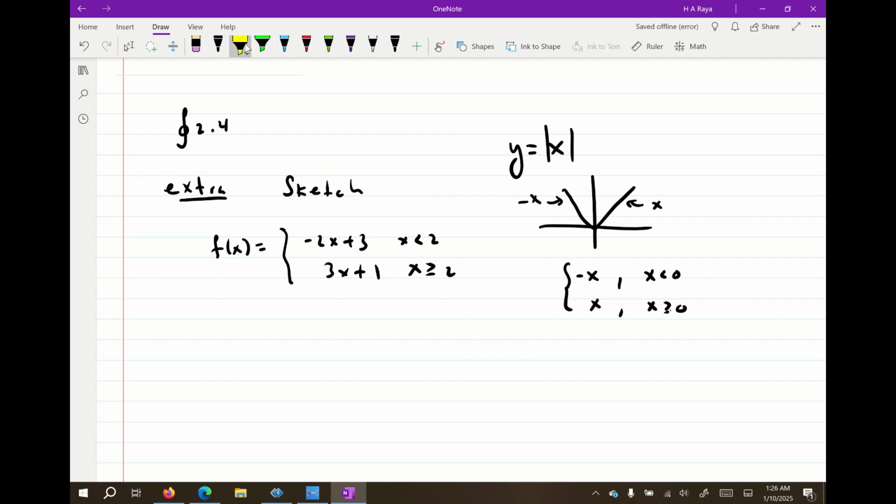Now, this function is defined one way on the left-hand side. When your x's are less than 2, your function is negative 2x plus 3. When your x's are greater than or equal to 2, your function is defined by 3x plus 1. Let's take a look at how to graph this function.